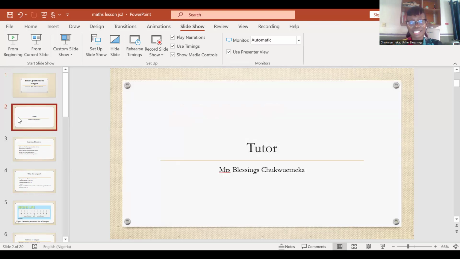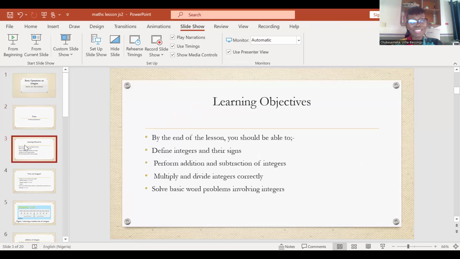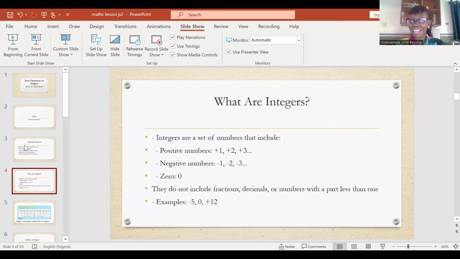Basic operation of integers. By the end of this lesson, these are my expectations for you. You should be able to define integers and their signs, perform addition and subtraction of integers, multiply and divide integers correctly, and solve basic word problems involving integers. This is just like my outline. These are all covered in this class. So be a listening ear and be sure to ask any question anytime. If you have any question, raise your hand or type in the chat box.